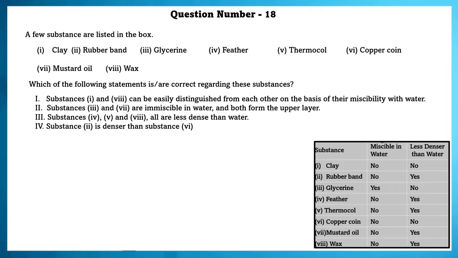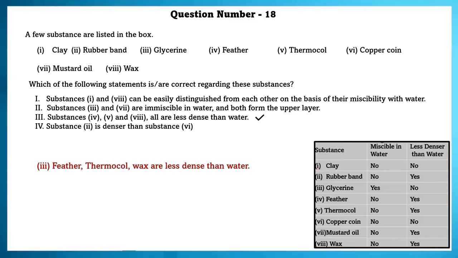First one, substances 1 and 8 can be easily distinguished from each other on the basis of their miscibility with water. No, because both are miscible in water. Second one, substances 3 and 7 are miscible in water and both form the upper layer. Yes, it is true. Third one, substances 4, 5 and 8 all are less dense than water. Yes, feather, thermocol, wax are less dense than water. So this is also true.